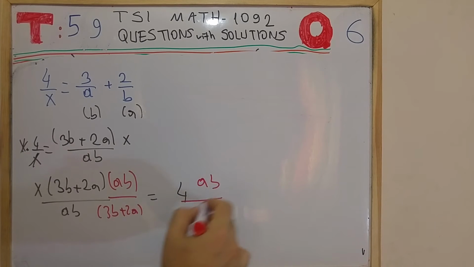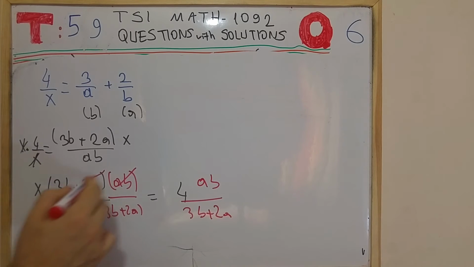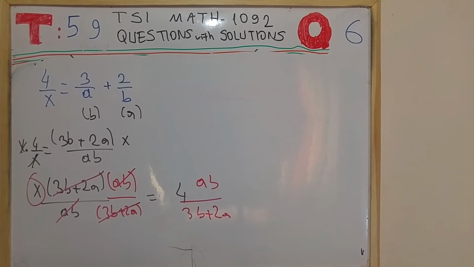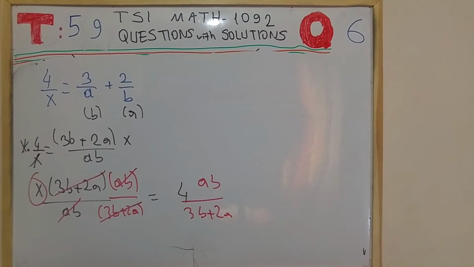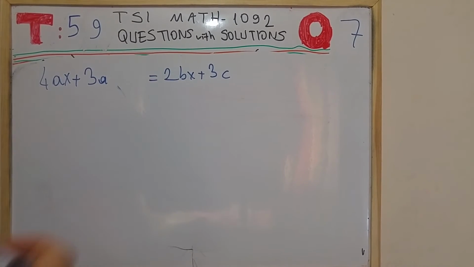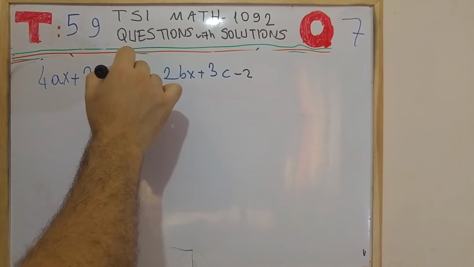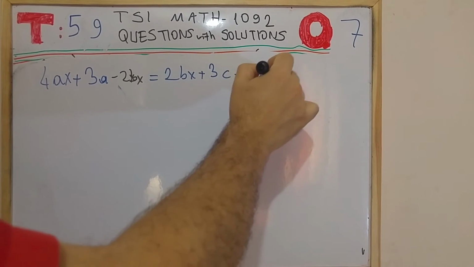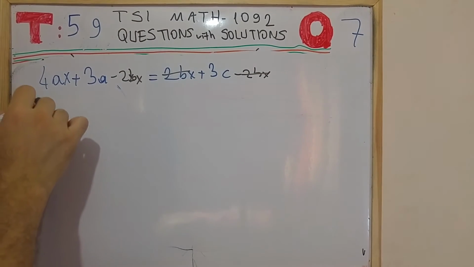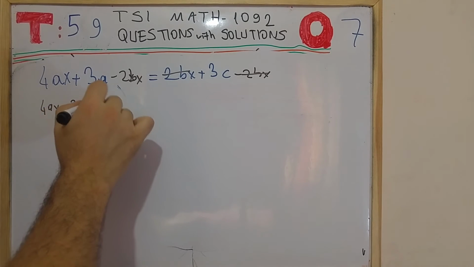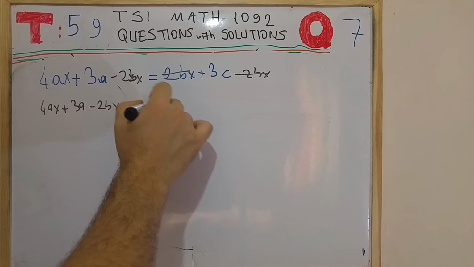ab over 3b plus 2a. When these cancel each other out, what I have left is x, which is equal to 4ab over 3b plus 2a. Let's leave x alone so that I subtract 2bx from each side, and what I have here is 4ax plus 3a minus 2bx is equal to 3c.